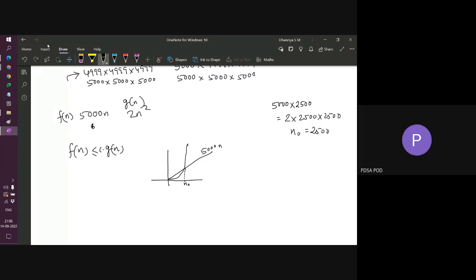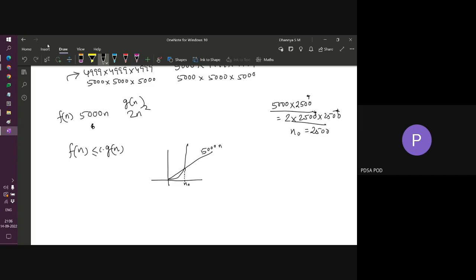Yeah, this is what you meant, no? Beyond this, whatever comes after 2500, like 2501 onwards, this will be larger, right? That's what you mean. Yes. This will also become 2500; this alone will change. Okay, got it. Yeah, so that's what the n0 is.